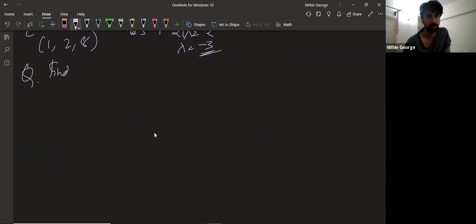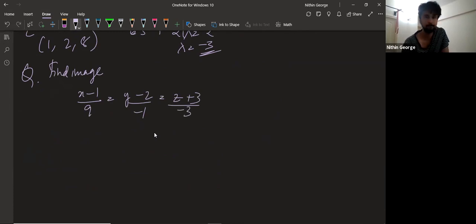Find the image of the line x minus 1 by 9 equal to y minus 2 by minus 1 equal to z plus 3 by minus 3 in the plane. Now I'm asking you for the image of the line in the plane.